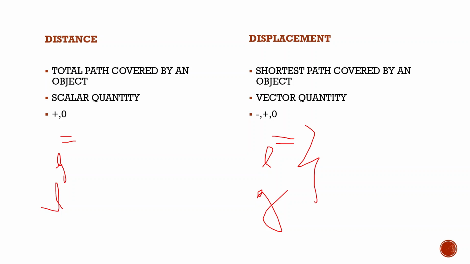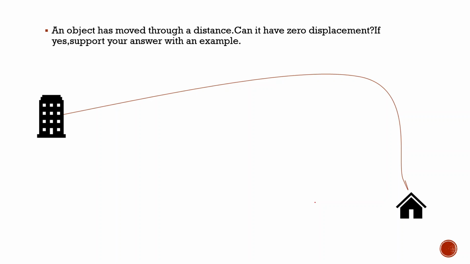Now we'll head on to the in-text questions, the three questions given in your textbook. So question number 1: an object has moved through a distance. Can it have zero displacement? If yes, support your answer with an example. The same thing. First define what is displacement. Displacement is nothing but the shortest distance measured by an object from its initial to its final position. So, can it have zero displacement? I have explained.